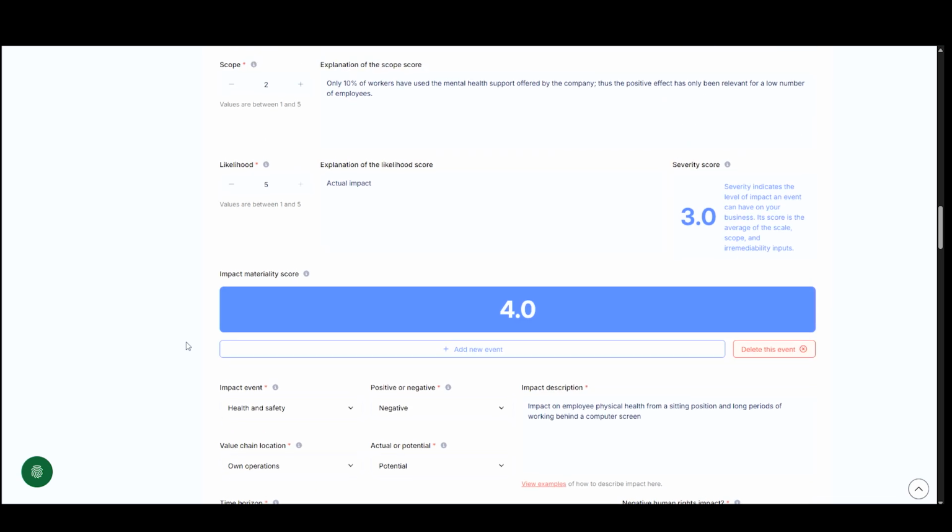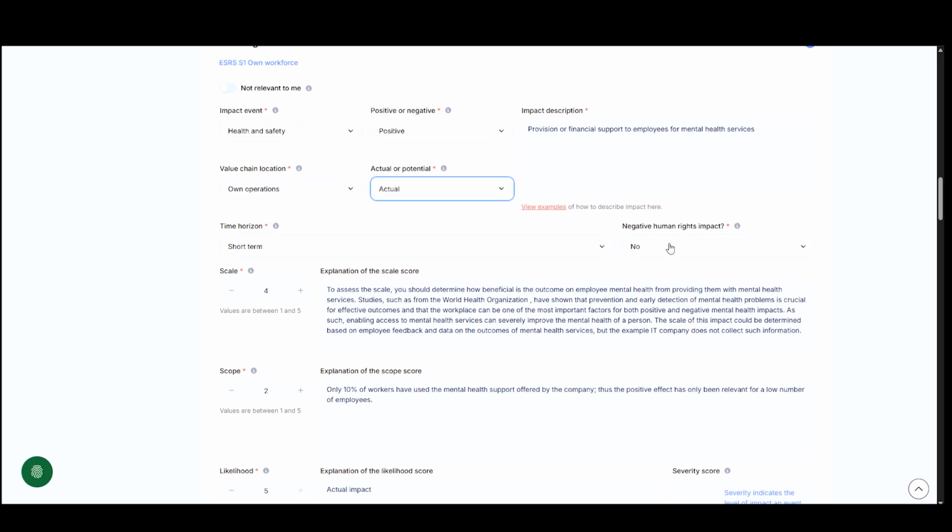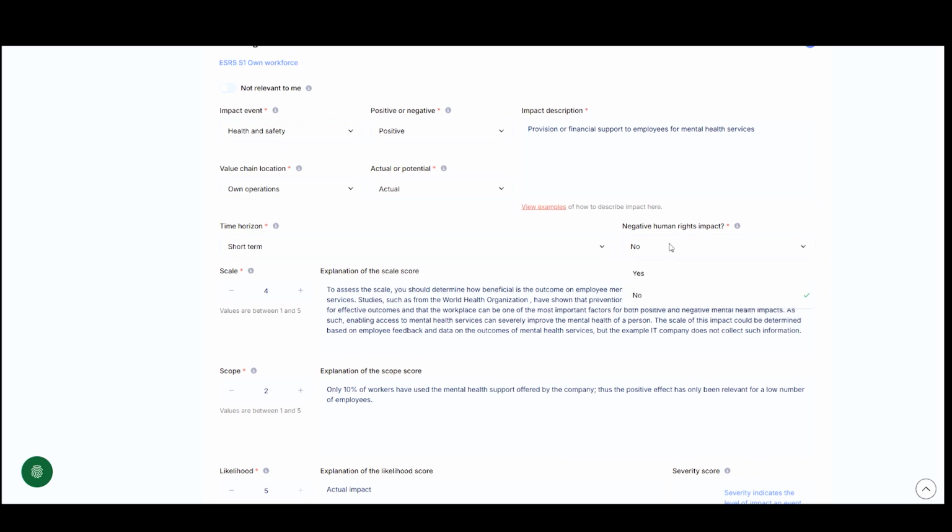And what is quite important technically is that you have to put in whether it is a negative human rights impact, because this affects the math. Because in ESRS, one of the principles is that negative human rights impacts are especially important. So what this means is if you have a negative human rights impact that has a low likelihood but can have very bad consequences, then the consequence of the impact is more important than the likelihood.